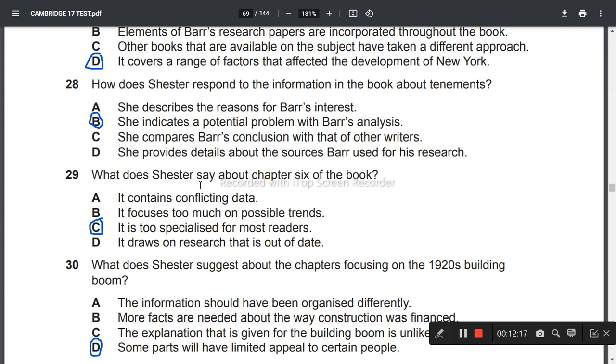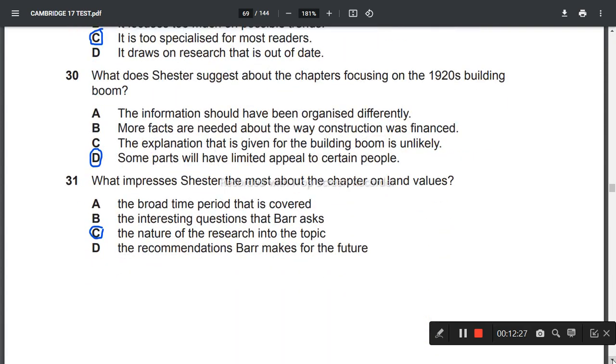What does Schuster say about chapter 6 of the book? It is too specialized for most readers. What does Schuster suggest about the chapters focusing on the 1920s building boom? Some parts will have limited appeal to certain people. What impresses Schuster the most about the chapter on the land values? The nature of the research into the topic.